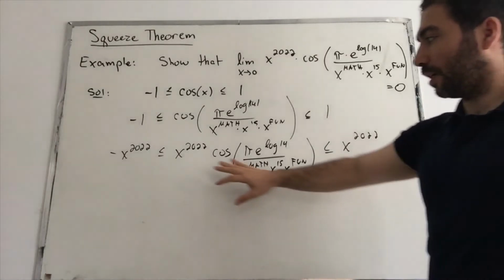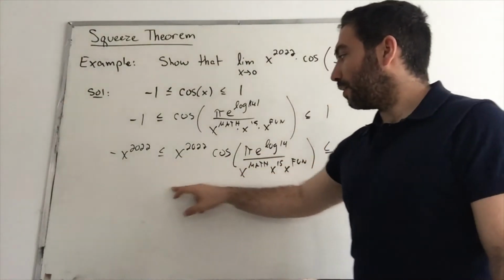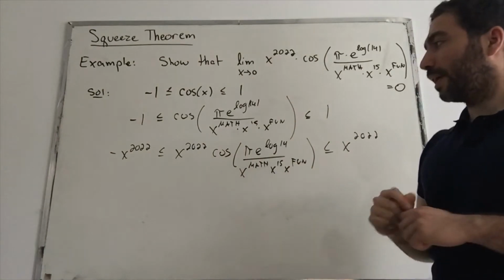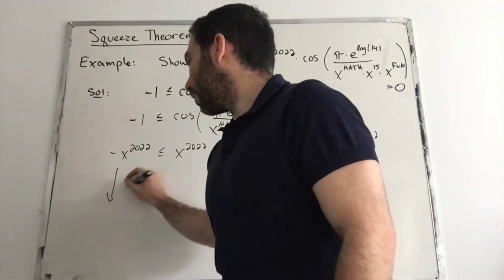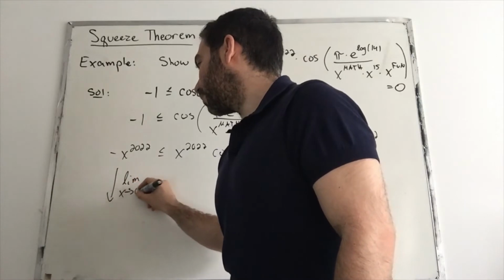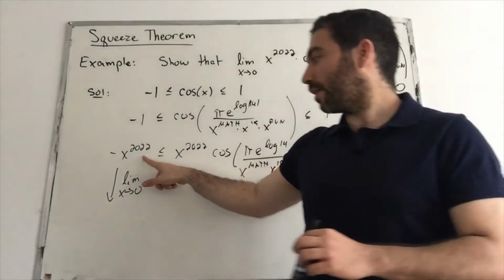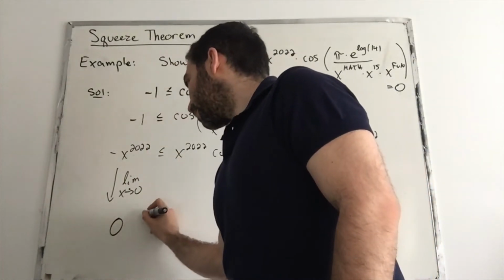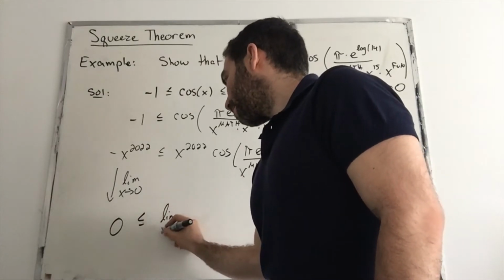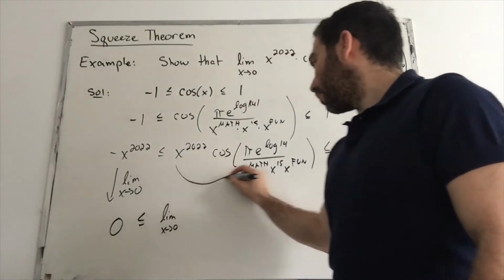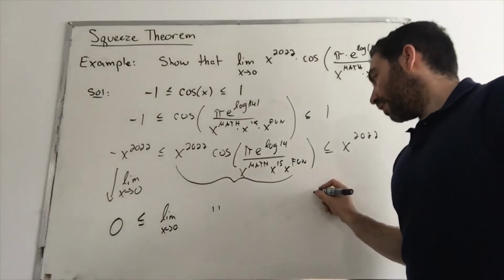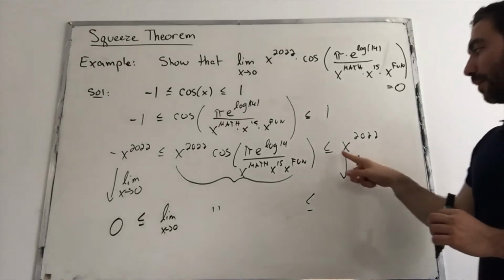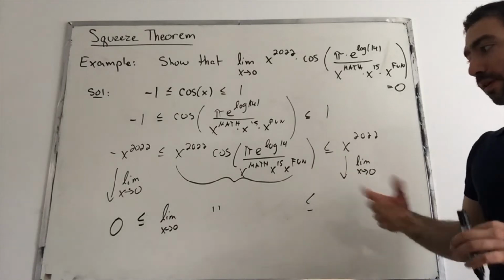Next step that we do is, evaluating this limit doesn't work for us, so what we're going to do is evaluate the ends. So if we look at the ends and take the limit of the endpoint as x goes to 0, well, this is easy to evaluate. The limit as x goes to 0 of negative x to the 2022 is just 0. And then this whole thing here, we're just going to replace it in here. And over here, again, we're going to take the limit as x approaches 0. And taking the limit as x goes to 0 of x to the 2022, again, it's just 0.